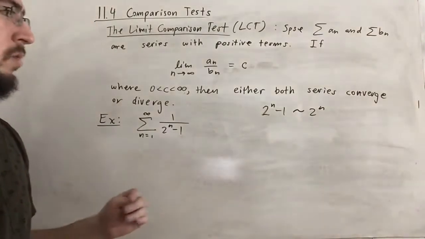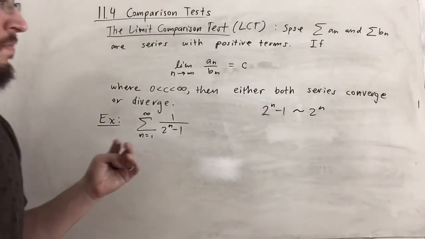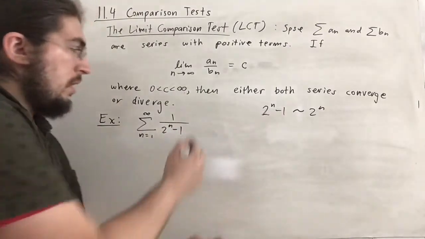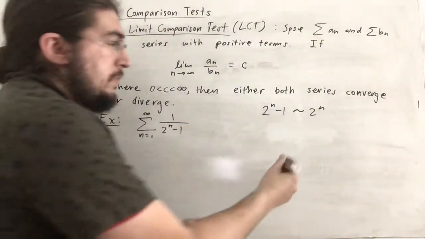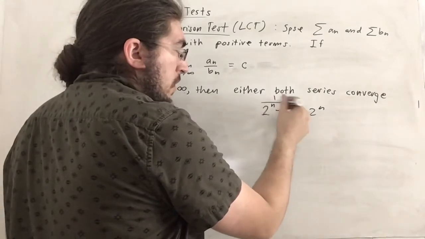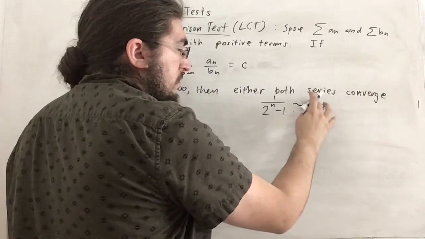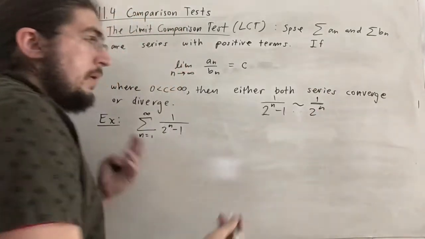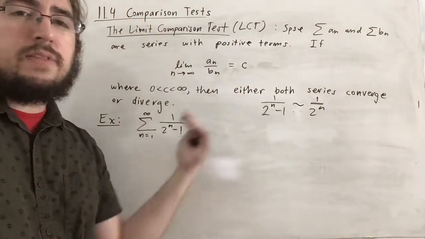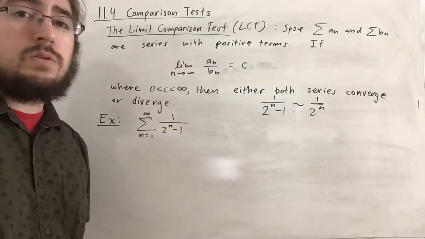So what I want to do is I don't want to compare these two. I actually want to compare the inside of this, which is the reciprocal. So I actually want to compare 1 over this to 1 over this. So that's really what I want to compare. So by the limit comparison test, I want to find the limit of one over the other. And it doesn't matter which one goes on top, which one goes on the bottom.